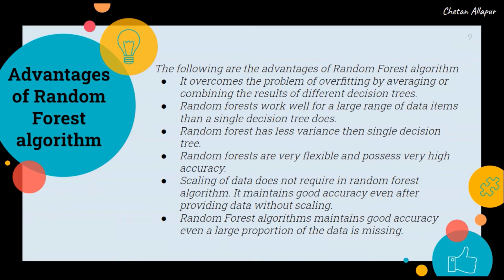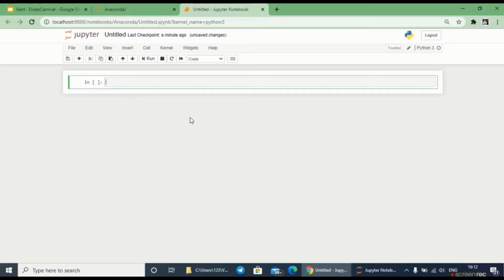Scaling data is not required in the random forest algorithm. It maintains good accuracy even when the data is provided without scaling. The random forest algorithm also maintains good accuracy even when a large proportion of data is missing.